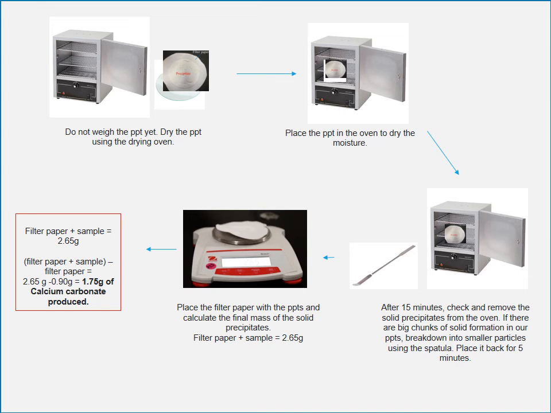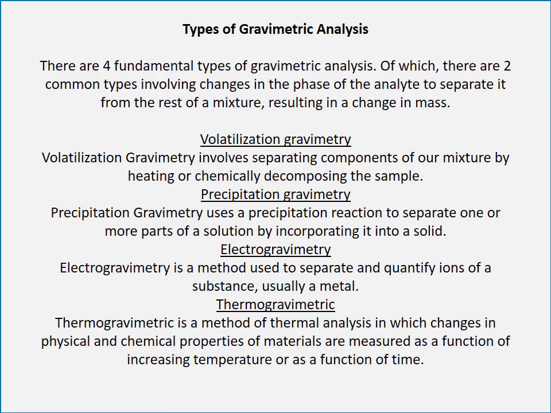Since we are going to determine how much precipitate is produced with our gravimetric titration, what we're going to do is subtract the weight of our filter paper. Since we have 2.65 grams minus 0.90 grams, we have a total of 1.75 grams of calcium carbonate produced. Okay, so that will be the final answer.